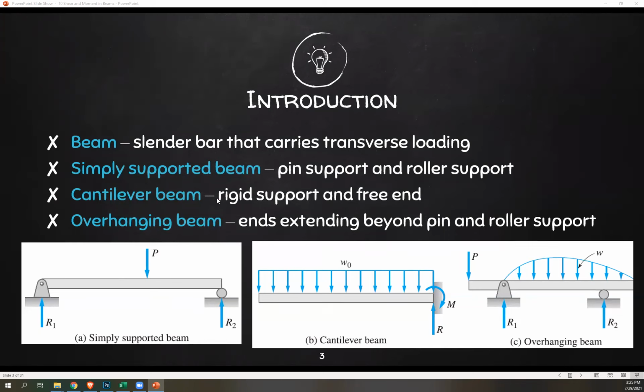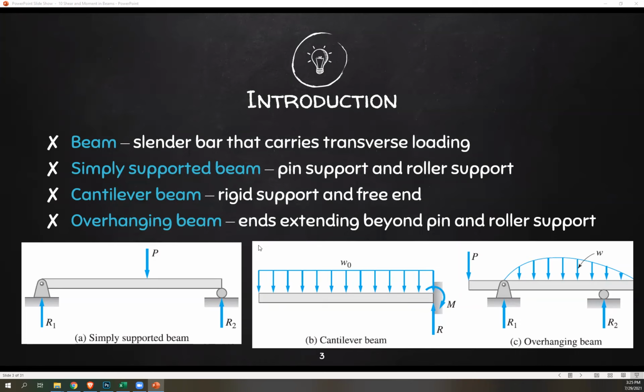And then we have a cantilever beam: a rigid support and a free end. Here we have a rigid support. It's not going to allow rotation nor movement, meaning it's going to resist moment. And there's no support here since this end is free. So that's a cantilever beam, supported on one end and free on the other.